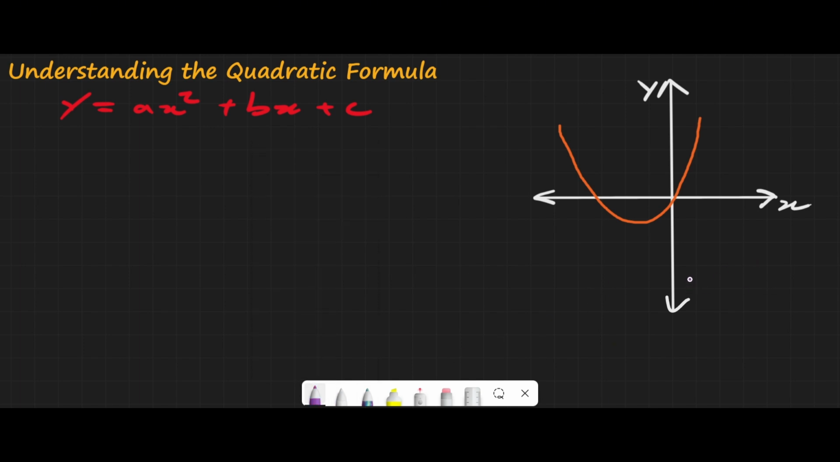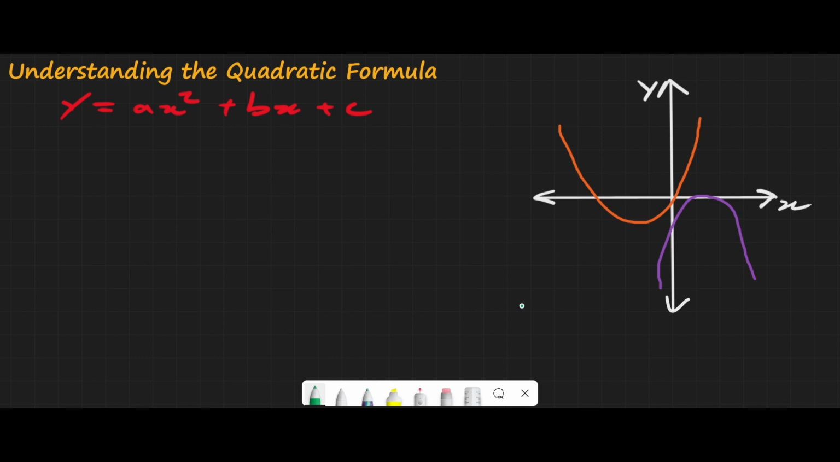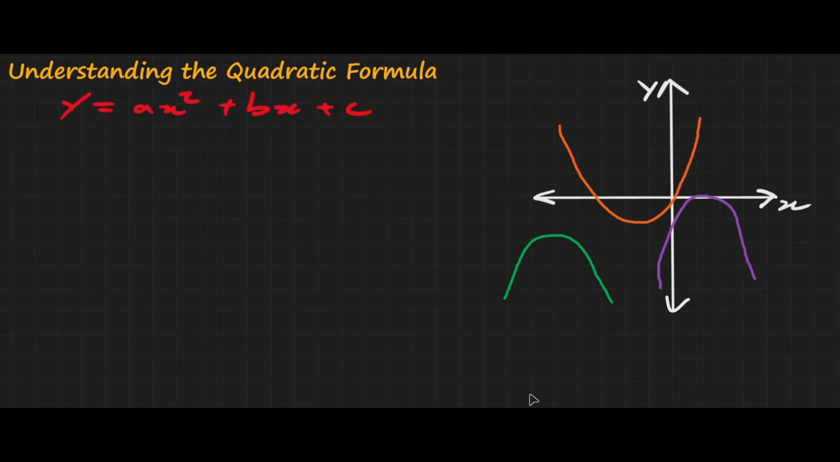Another example might do something like this. And another example might do something like this. One of the things you might notice is that all these parabolas have a different number of roots, right? And a root is just a fancy word for an x-intercept. So for example, this orange parabola has two roots, one here and one here, right? This purple one has only one root here, and this green one has no roots at all, right?